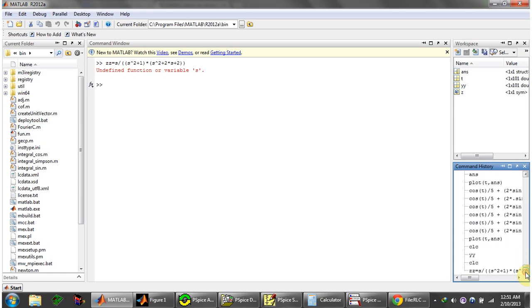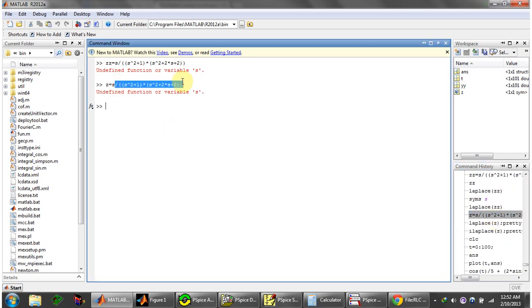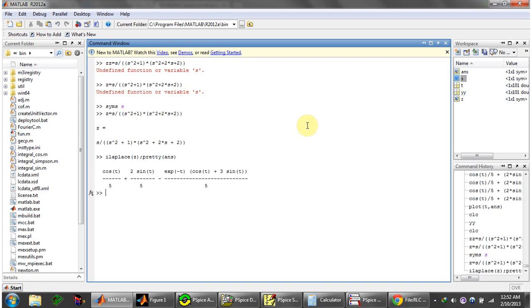Let's see, where is Z? Here it is. Okay, so here is the Laplace transform. I will use syms symbolically, then I will say here is my S function. Then I will take the inverse Laplace of this function Z and see what it gives me. So here is my function.